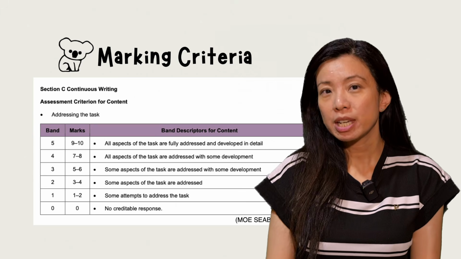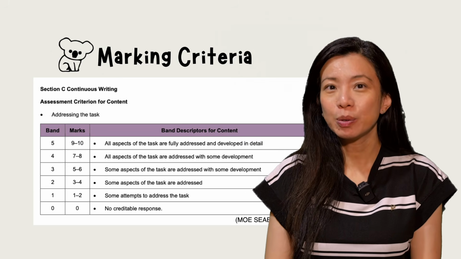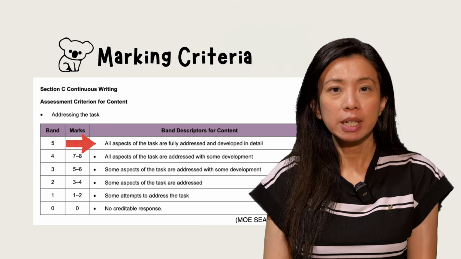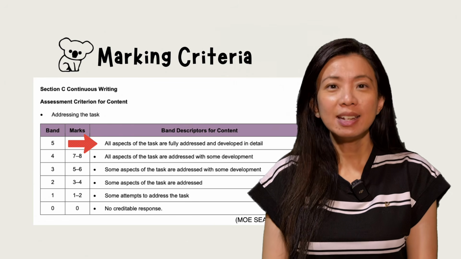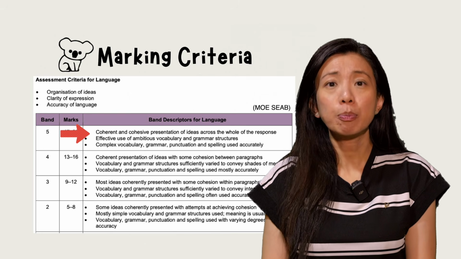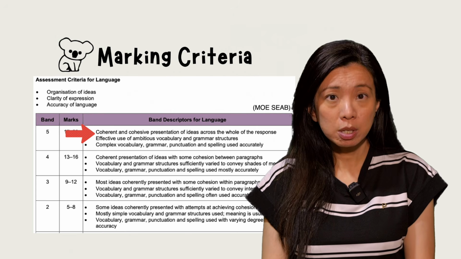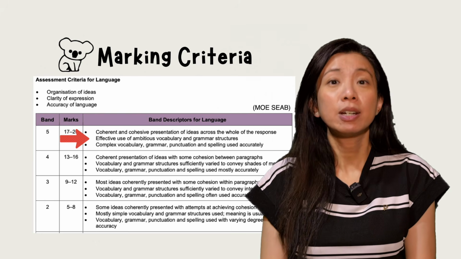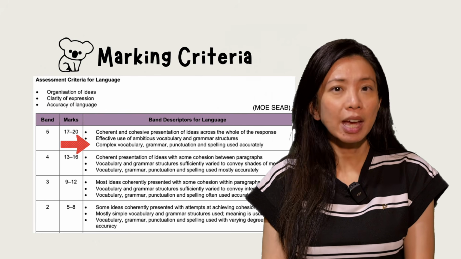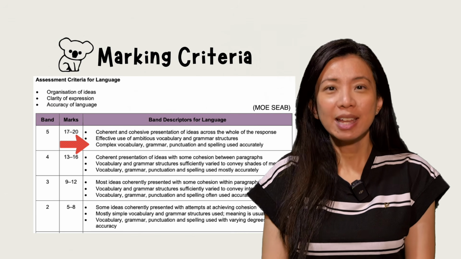This is the assessment criteria from the MOE SEAB website. You'll be marked for content and language. For content, all aspects of the task must be fully addressed and developed in detail. For language, you are marked based on whether your ideas are presented coherently and cohesively across the whole of your response, the effective use of vocabulary and grammar structures, as well as the accurate use of complex vocabulary, grammar, punctuation, and spelling.